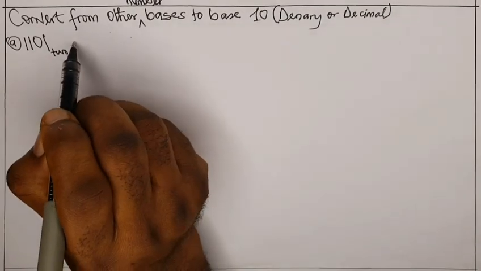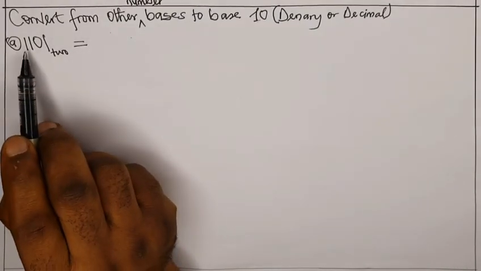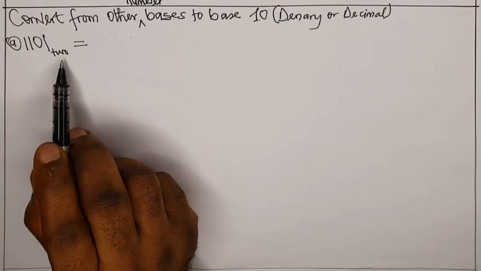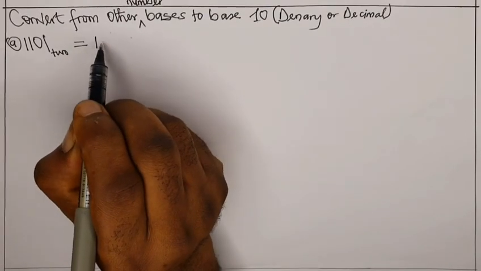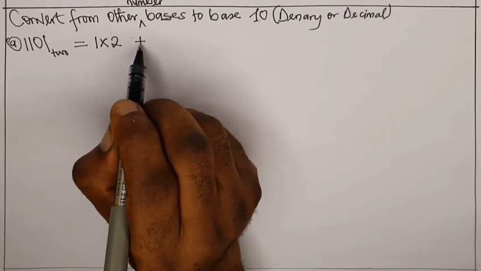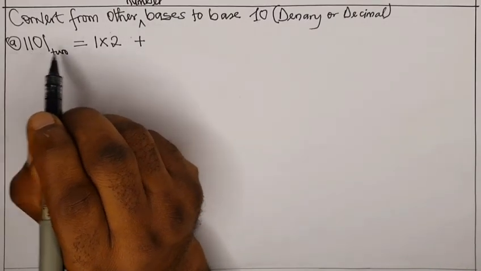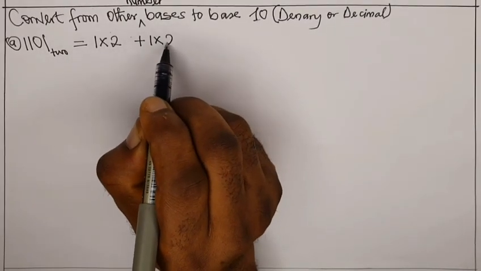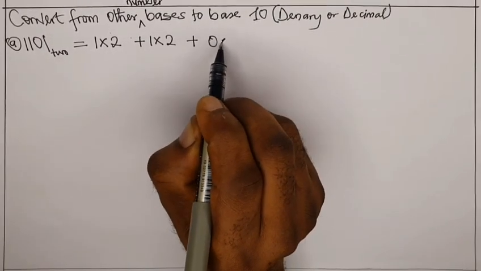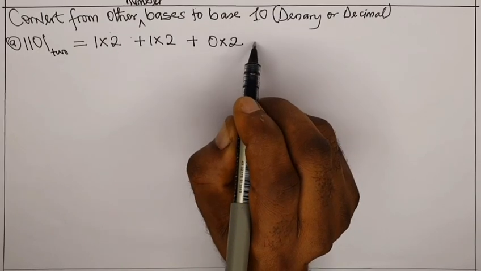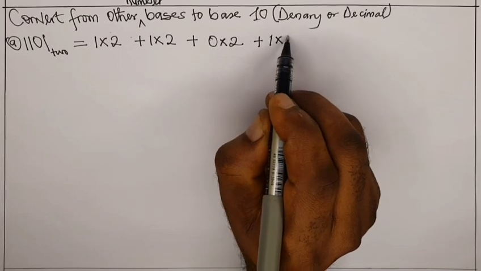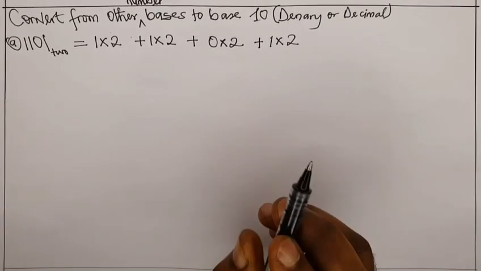To do that, you begin first of all by multiplying each of the digits that make up the number you want to convert by the base. So I'm going to multiply like this. 1 is going to multiply 2. When you do that, add the next one this way. The next digit is 1 multiplying 2 again. That's the second one. Add 0 multiply 2. Add the last digit you have here is 1. So 1 multiply 2. When you do this, that is the first stage.